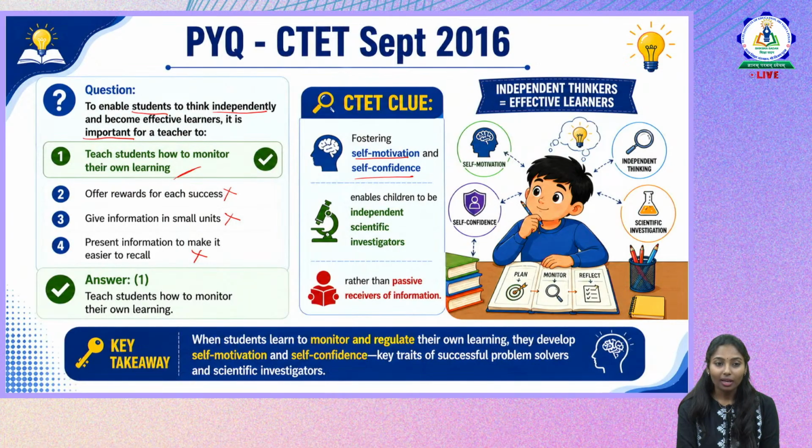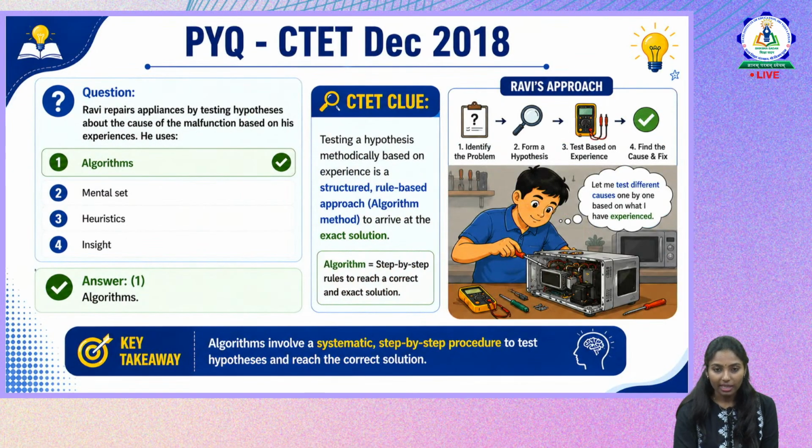Next is by making them independent thinkers, they'll be effective scientific investigators also. And they'll have their own kind of confidence. So all these things can happen. This is nothing but, as we told in the question itself, called as self-regulation. Okay. So we'll move to the next question.